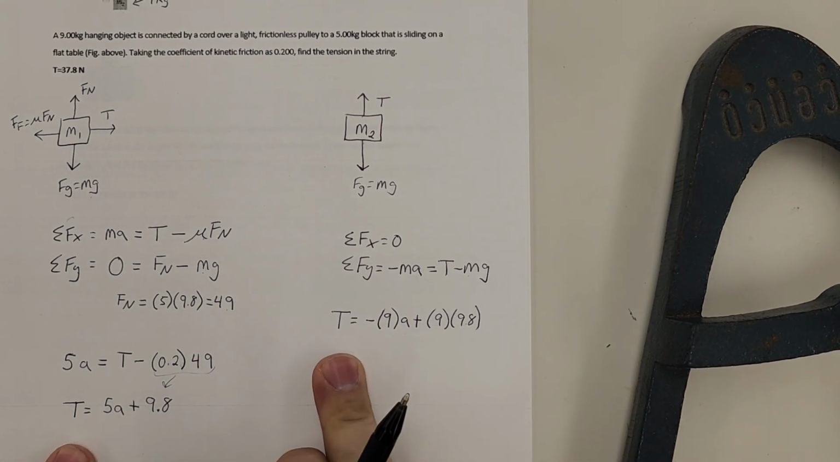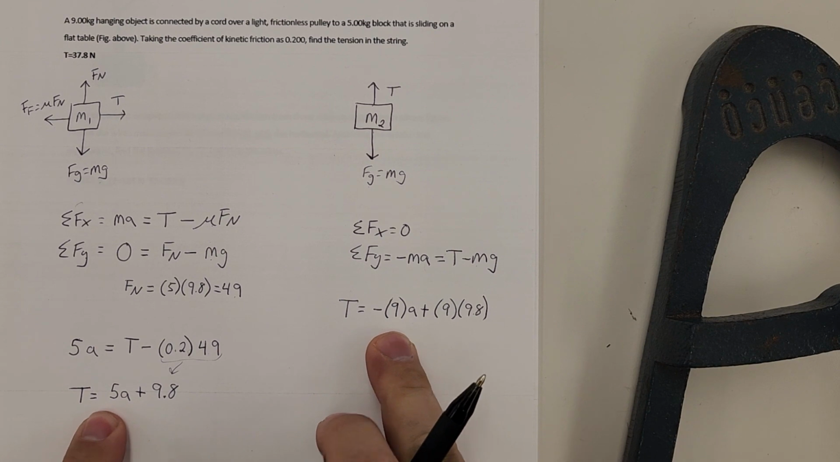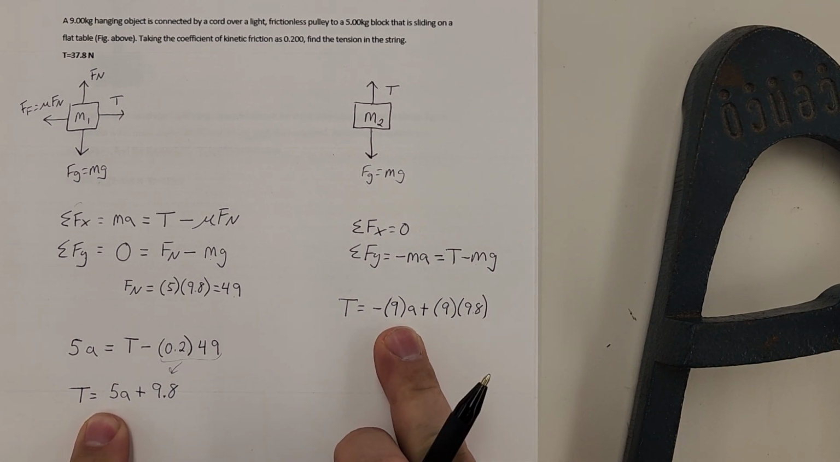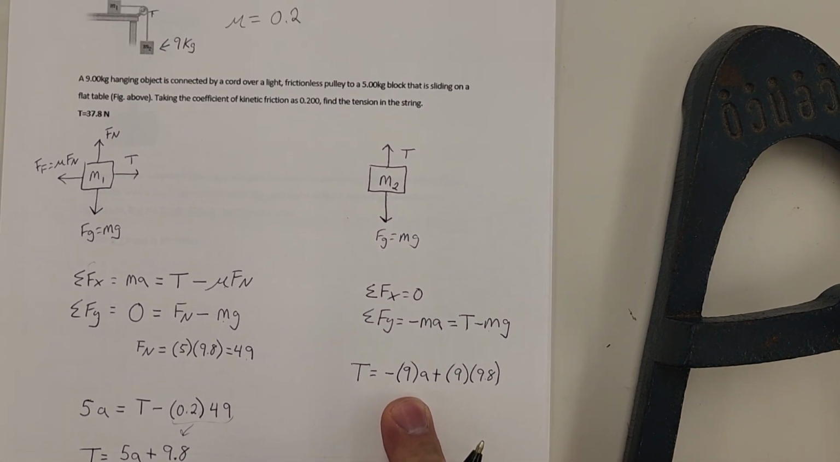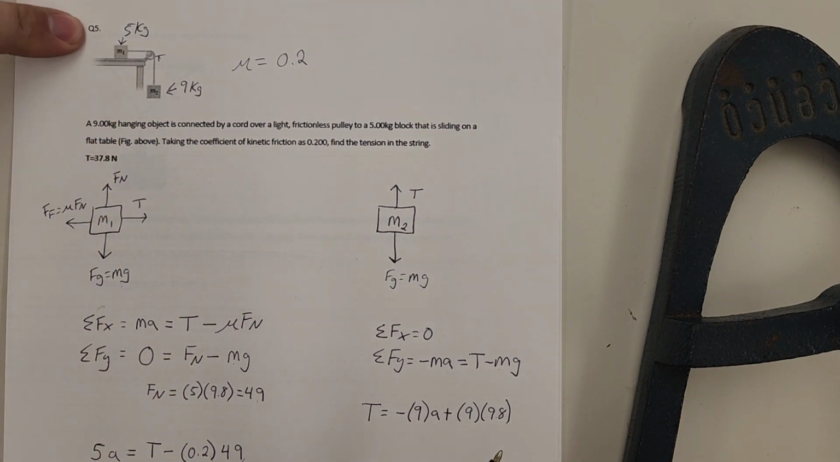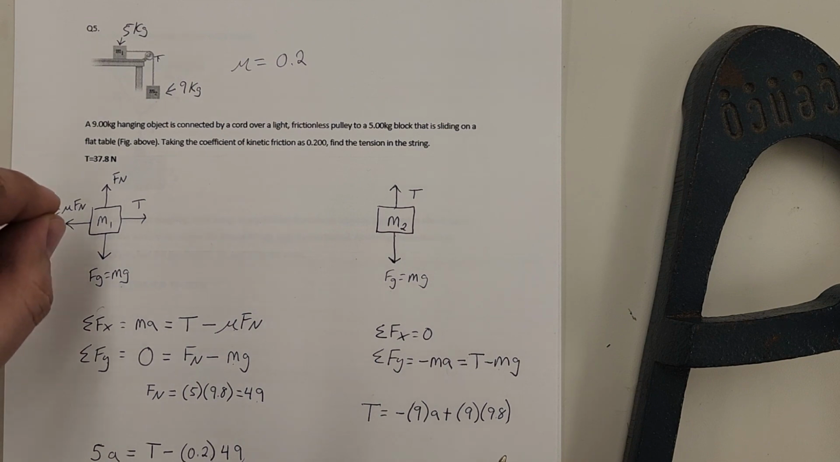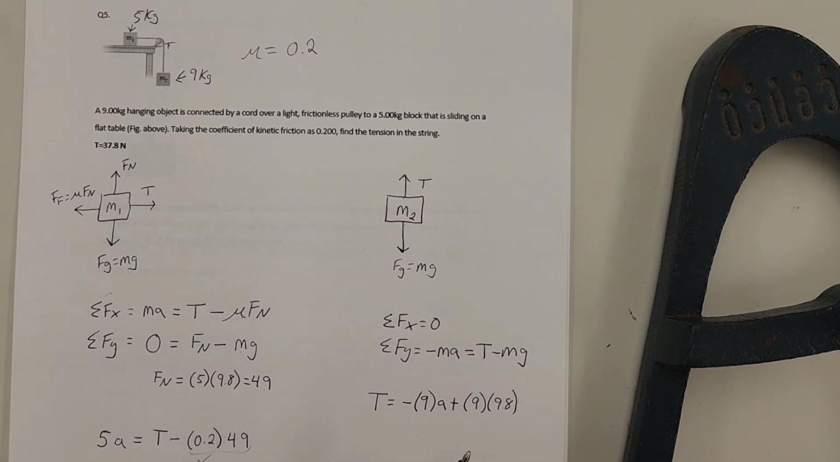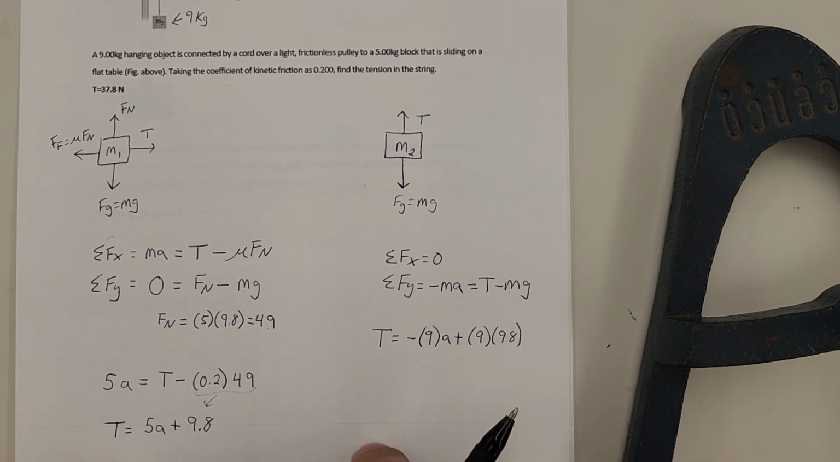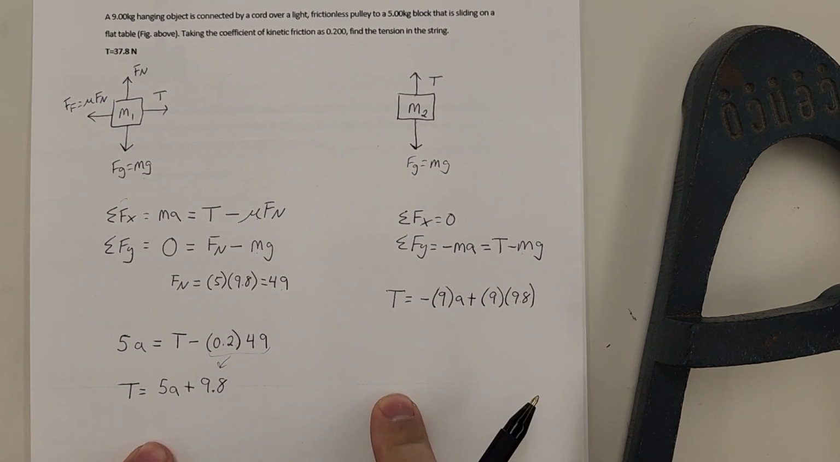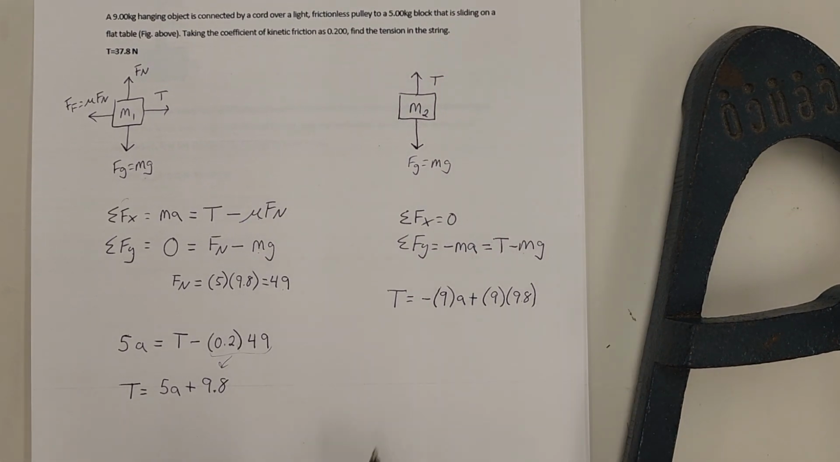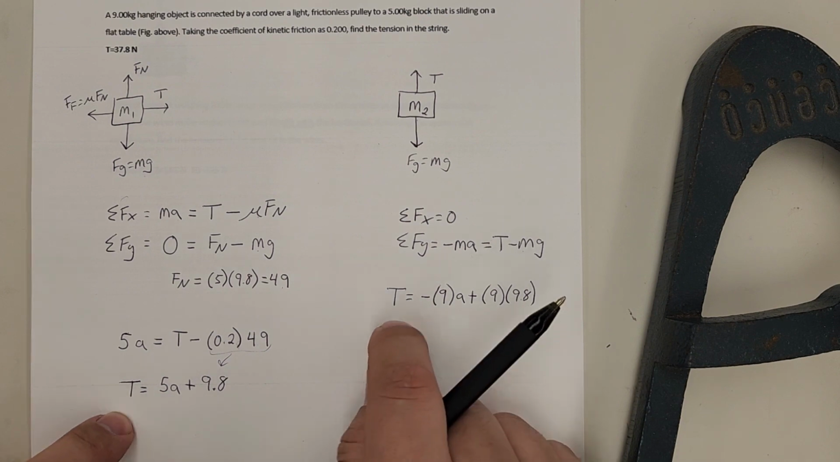So I have another expression for t that involves this a, which I don't know, but I do know something about this a. If this block is accelerating this way, then that means that this block has to be accelerating with the same magnitude, just in a different direction. So I know that the a's on the two blocks have to be the same because they're connected. They would accelerate at the same speed.